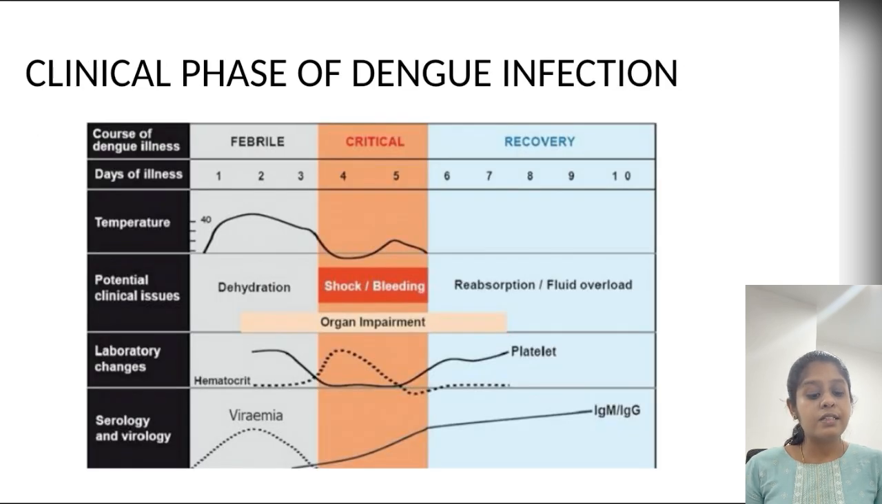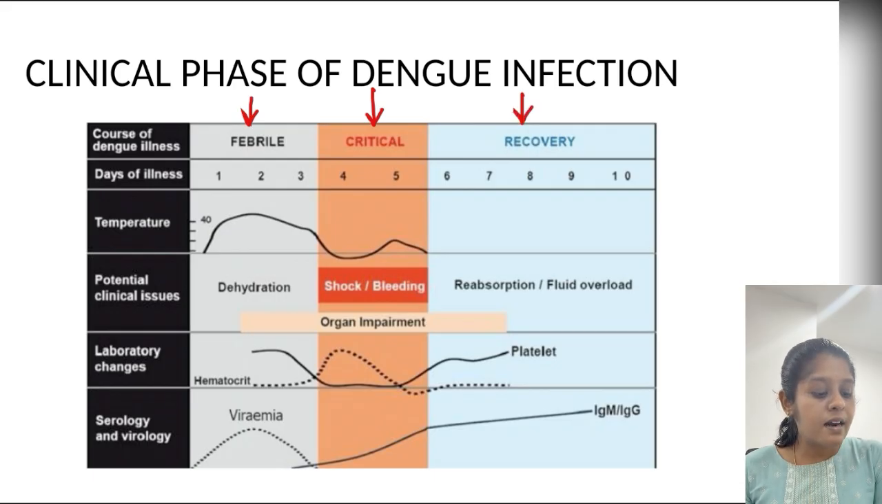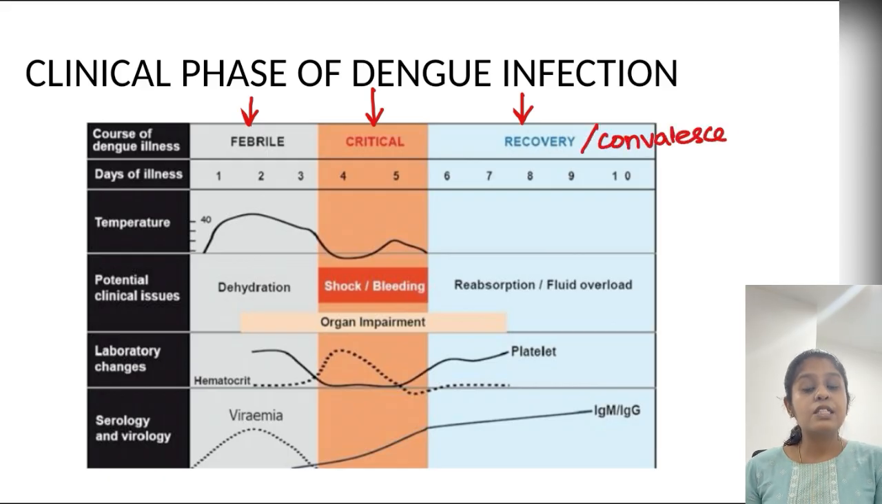Coming to the clinical phases of dengue infection, we know that dengue fever has three clinical phases. One is the febrile phase, second is the critical phase, and third is the recovery phase or the convalescent phase. The febrile phase, as you know, is the phase where there is fever, and the critical phase, as it says, is the phase when most complications of dengue will occur. Then comes the recovery phase, where the person will eventually recover and come back to the normal state.